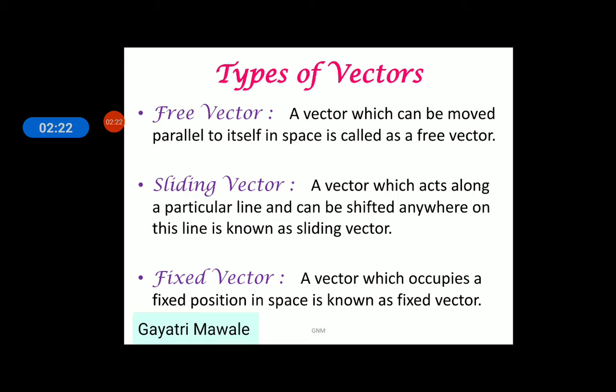Second is sliding vector. A vector which acts along a particular line and can be shifted anywhere on this line is known as sliding vector. Force is a sliding vector. We can shift a force along its line of action. Third is fixed vector. A vector which occupies a fixed position in a space is known as fixed vector.